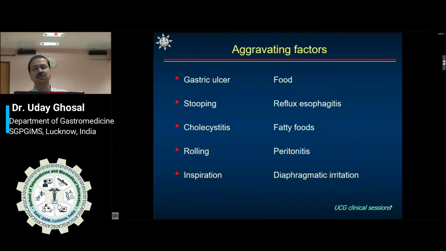Aggravating factors: in gastric ulcer, food aggravates the pain, whereas in duodenal ulcer, food may relieve the pain. Stooping will aggravate the pain of reflux esophagitis because there will be more reflux. In cholecystitis, fatty food will aggravate the pain because fatty food causes contraction of the gallbladder. Rolling will aggravate the pain of peritonitis. That's why this patient will like to lie still. And inspiration will aggravate the pain of diaphragmatic irritation.